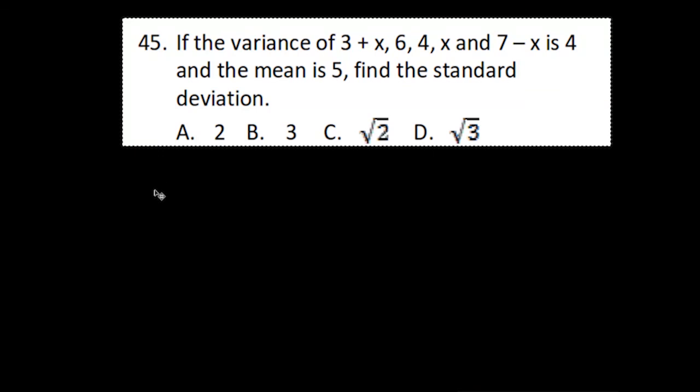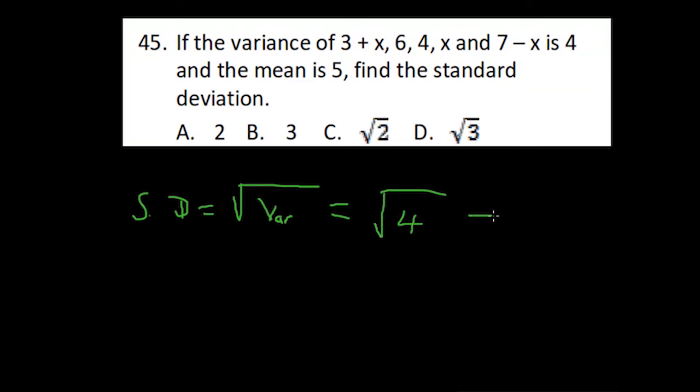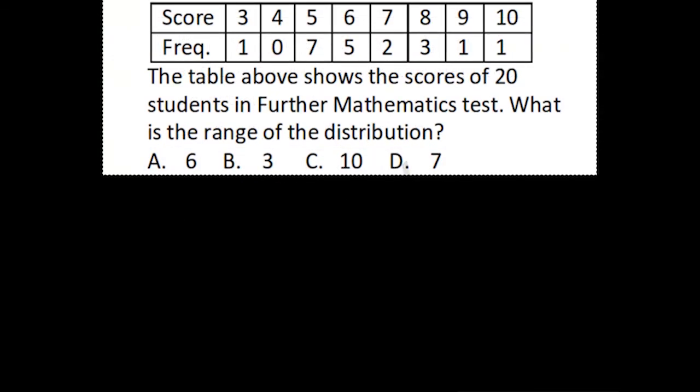The variance of 3x plus 6, 4x, this is 4. Find the standard deviation. By definition, the standard deviation is the square root of the variance. So the variance here is 4. The range is the highest occurring value minus the lowest. So 10 is the highest score, 3 is the lowest score, which makes it 7. Option D. Very direct.